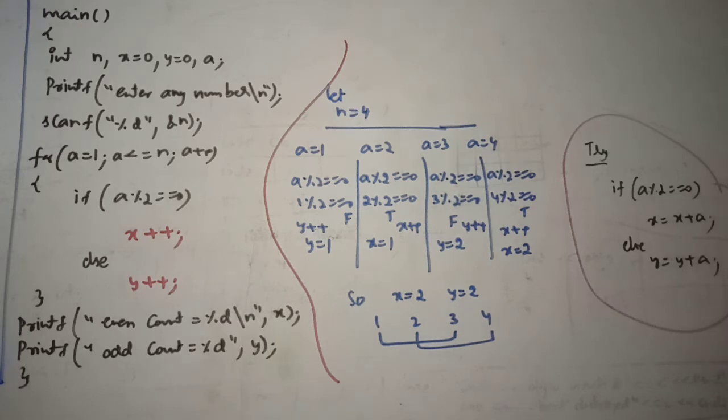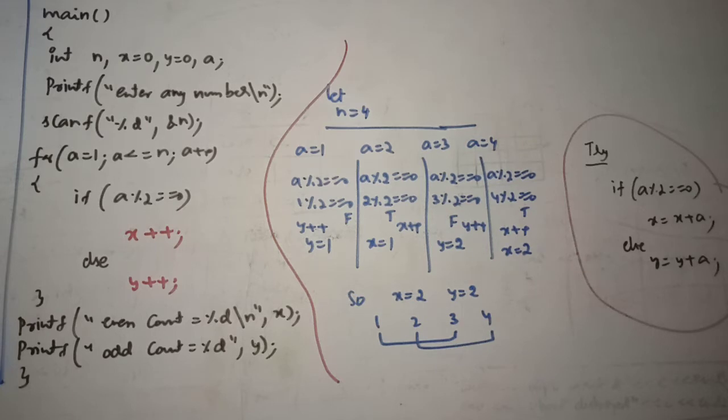When a is 1, a mod 2 equal to 0. 1 mod 2 equal to 0 is false. What happens if the condition is false? If the condition is false, the statement after else will be executed. Means y is incremented by 1. When a is 2, a mod 2 equal to 0. 2 mod 2 equal to 0 is true. So x plus plus, x is incremented by 1.